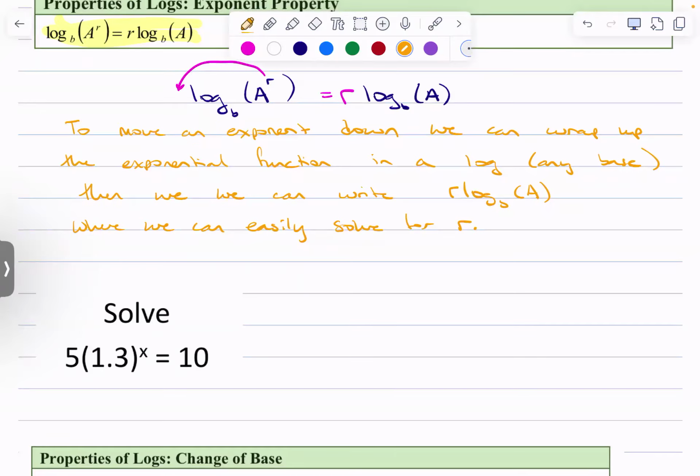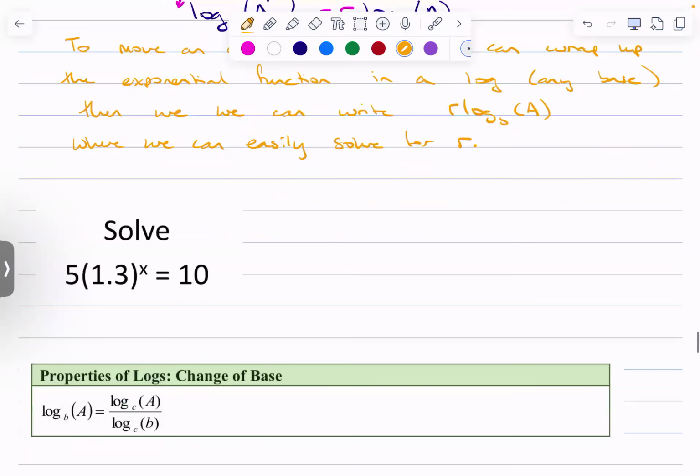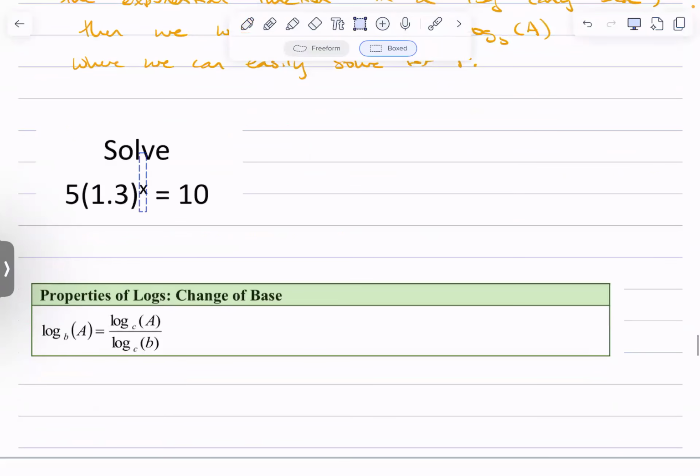So in order to use this property, or log law, what we need to do is first isolate the b to the x, right? Or just the thing that's got the exponent on it. And so I'll bump these down here.